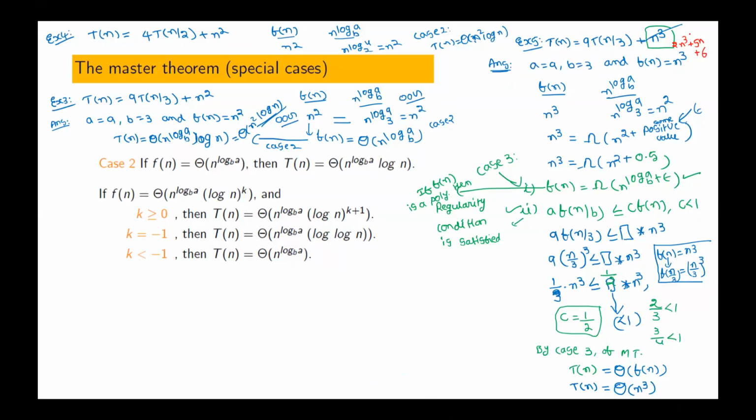Only the order of growth of f of n is important. What is the actual value here? It doesn't matter. Instead of this, suppose the f of n value is n into n plus 1 into 2n plus 1. If f of n is this, the remaining part is the same. Still the answer is the same: theta of n cubed only.